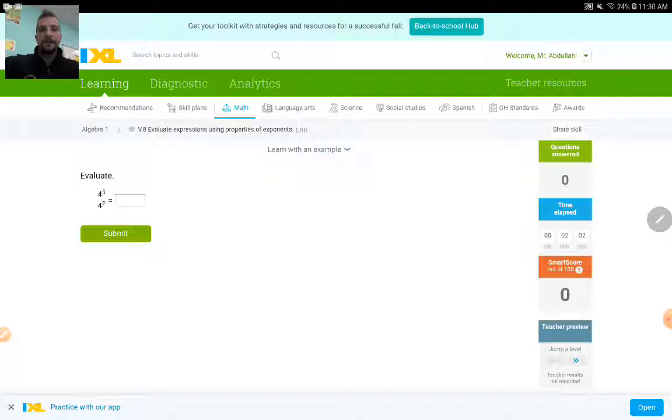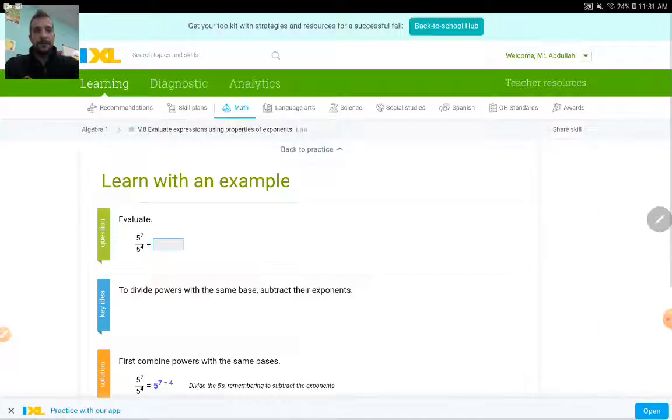When you divide exponents, you subtract them. When you multiply the exponential terms, you add the powers. So you're either going to add the powers or subtract the powers. So let's just start with the example given in here.